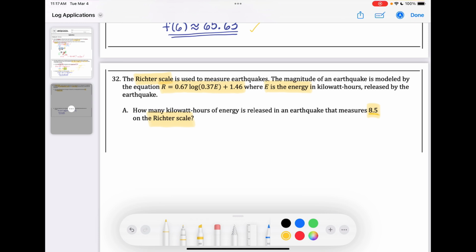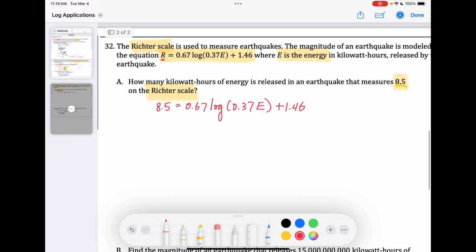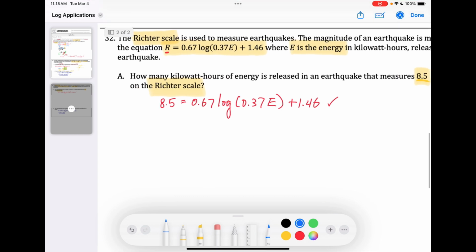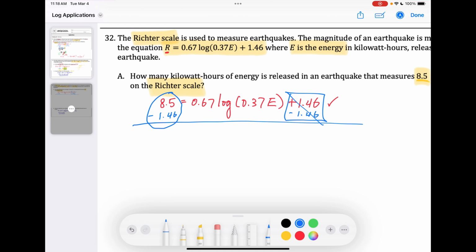So we mentioned that the 8.5, as you can see, it's my R value, so we do have 8.5. That is equal to the function 0.67 log of 0.37E, then plus 1.46. So far so good. So step one. Now we talk about the previous one. Step one, I'm going to do housekeeping. So both sides I'm going to minus 1.46. That cancels out. Now this is just a number. I can do the housekeeping, so that will equal 7.04.